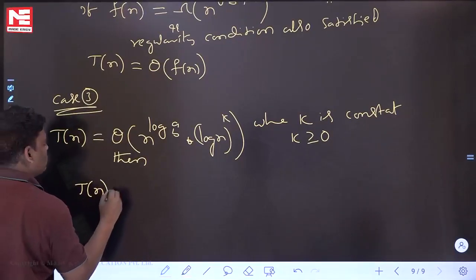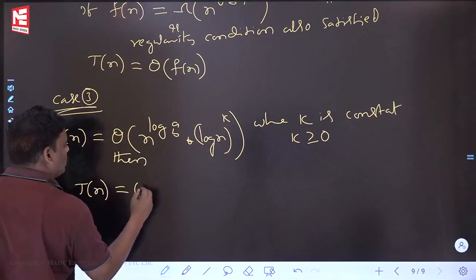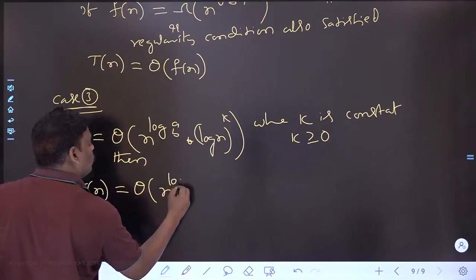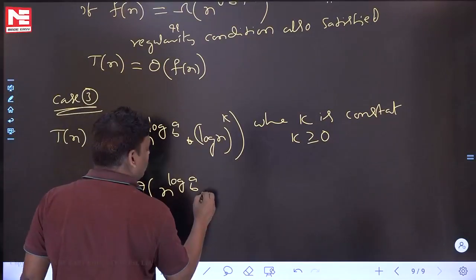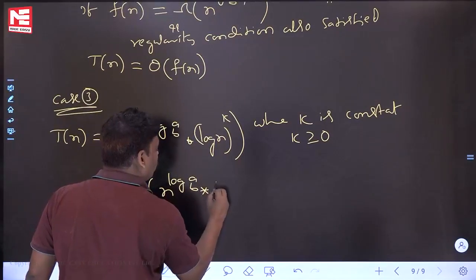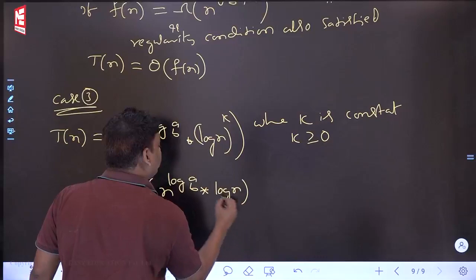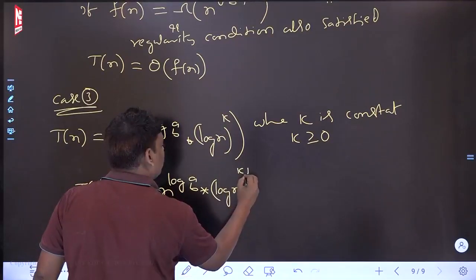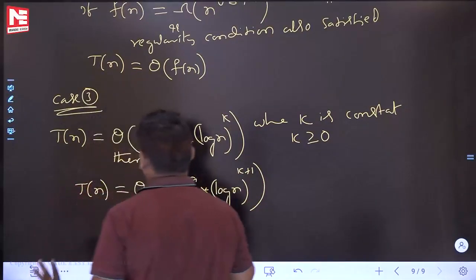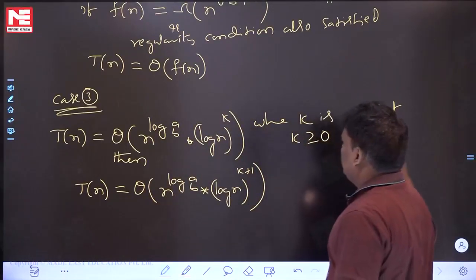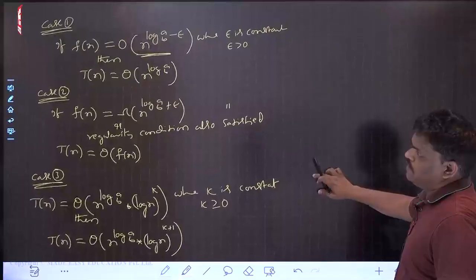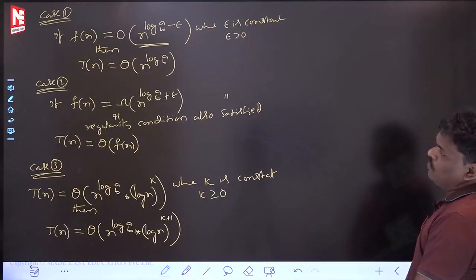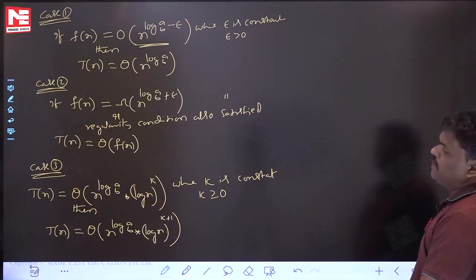Tn is equal to, theta means what? Both are equal. Then the answer is going to be theta of n power log a base b into log n whole power k, there just write k plus 1. Right? These are the 3 cases of the master theorem. Case 1, case 2, case 3. What is case 1 saying? Big O means the right side is bigger, that will be the answer. Case 2, the left side is bigger, that will be the answer.